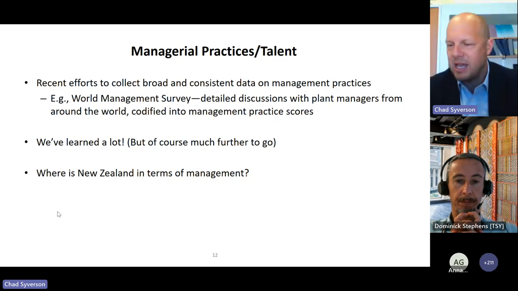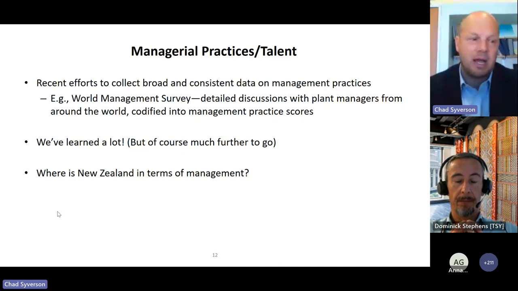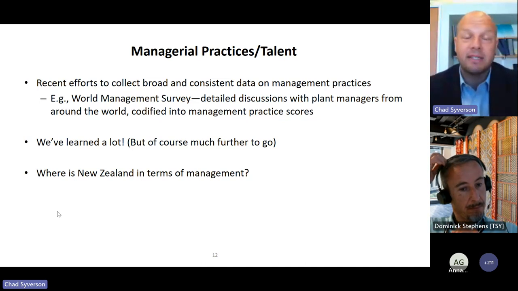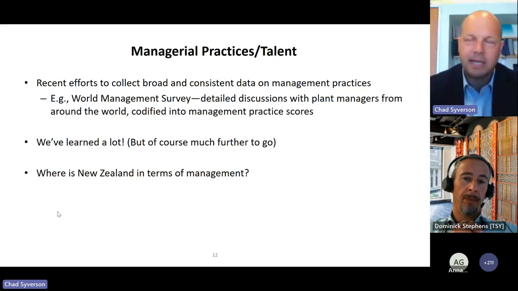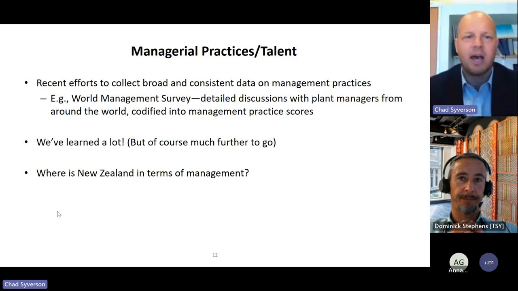This is something that I think folks have speculated about a long time as affecting productivity. Yet there wasn't a lot of systematic evidence on that until about 15 to 20 years ago. Since then, there's been a set of concerted efforts to try to collect data on managerial practices related to productivity, see if it's not just correlative but also causal.